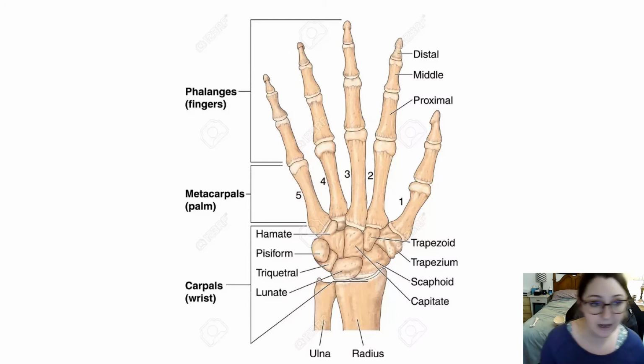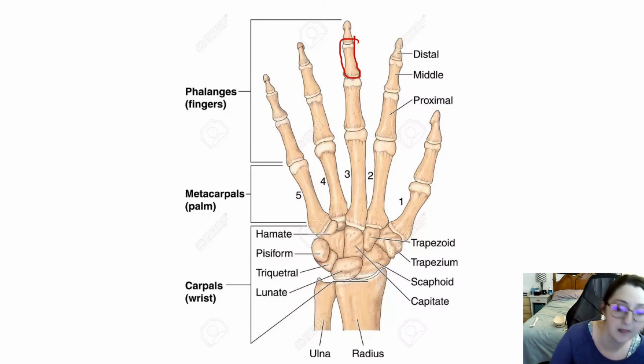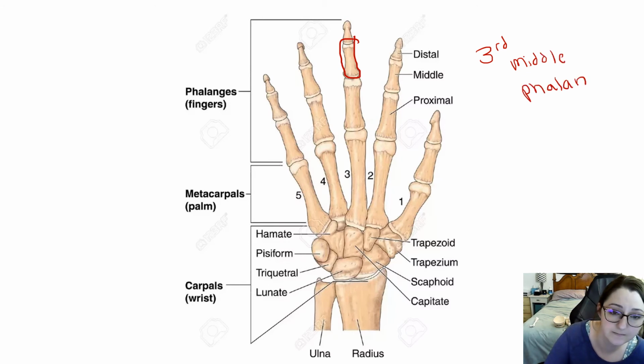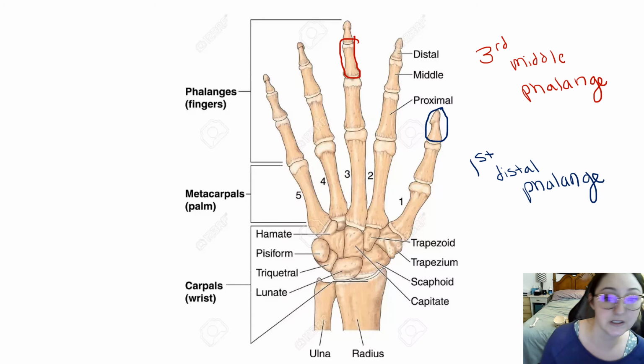So if I were to ask you on an exam, what is this bone right here? You would tell me it is the third middle phalange. Let's try another one. How about in blue? This one. It is the first distal phalange. And that is the proper name of these bones.